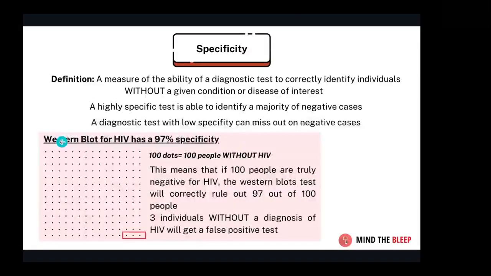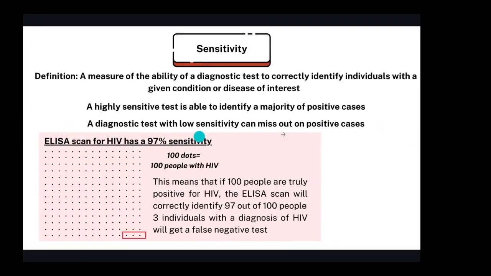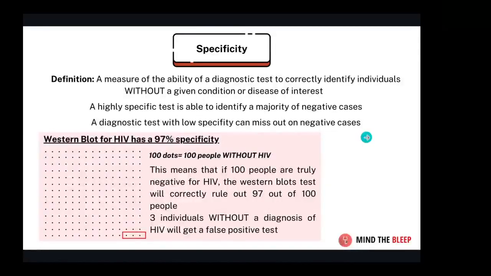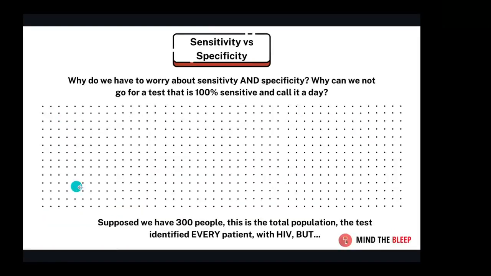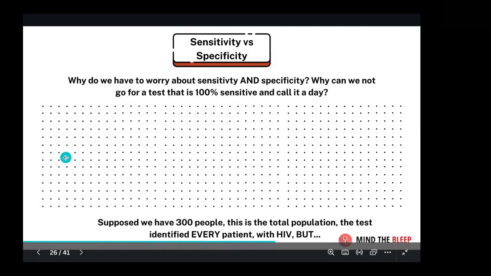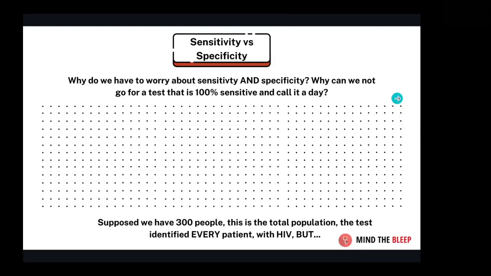So a lot of the time you may be wondering, okay, if we have a test that is 100% sensitive, or a test that is 100% specific, why do we need to worry about the latter? Like, why if we have a test that's 100% sensitive, do we have to be worried about a test that's specific, and vice versa? This is because if we have a population of 300, okay, so initially we were testing 100, we have a whole population now, and the test, as opposed to being 97%, is 100%.